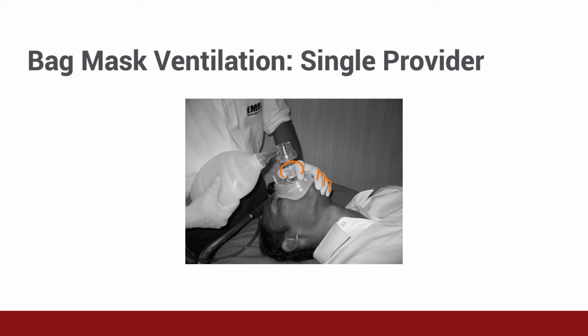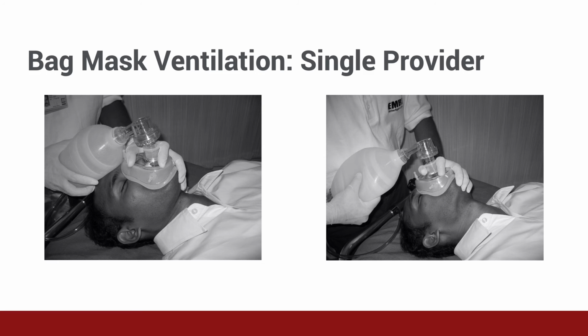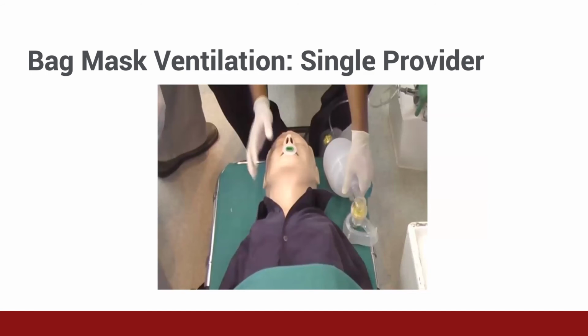To accomplish this, the provider places the third, fourth, and fifth digits of their non-dominant hand behind the angle of the patient's mandible. These fingers perform a jaw thrust, opening the patient's airway. The first and second digits form a ring around the top of the mask, providing pressure to create a good mask seal. Once a good seal is created, a head tilt can be performed to help ensure the airway is open. This video demonstrates the full procedure performed by a single provider.